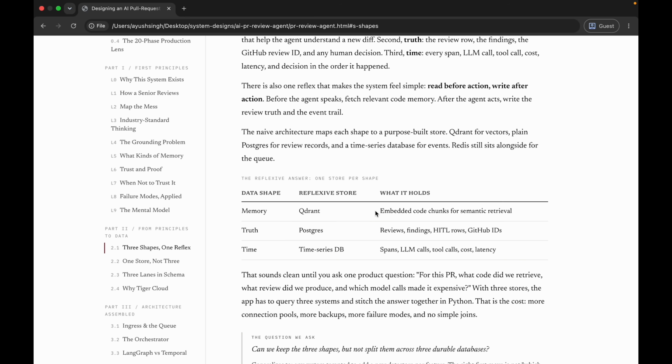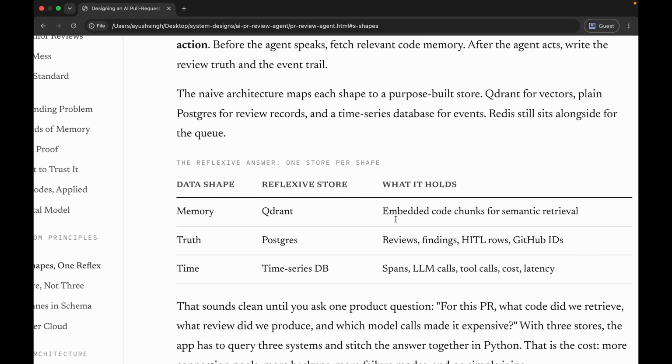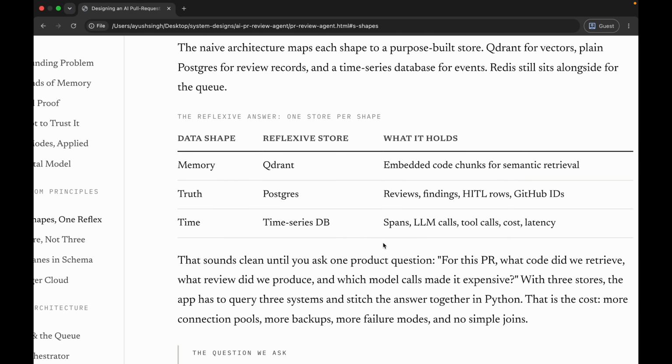Then there is a different shape known as truth. What that means is Postgres. For the truth data shape, we might end up using Postgres, where you'll store the reviews, findings, human-in-the-loop rows, or GitHub IDs. Then there's a third one, which is the time. Here you'll store your observability data, for example spans, LLM calls, tool calls, cost, latency, etc.